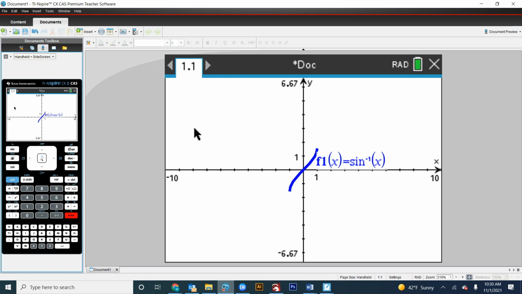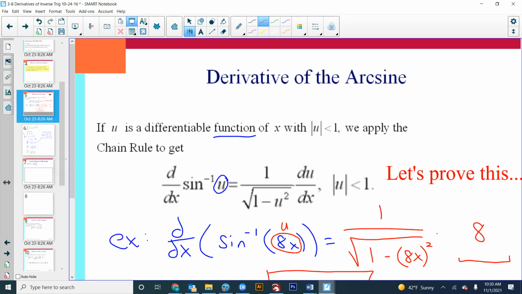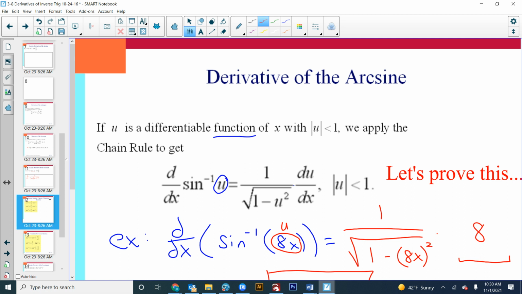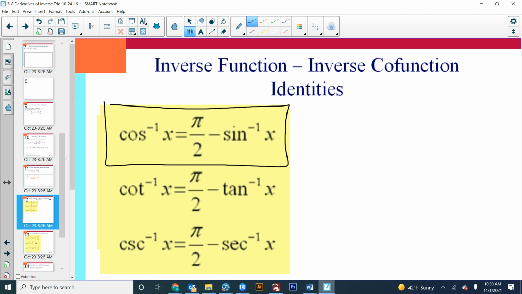How are we going to find the derivative of cosine inverse? Well, first of all, do you agree with this statement? Do you agree with this statement right here? This does not involve calculus at all.